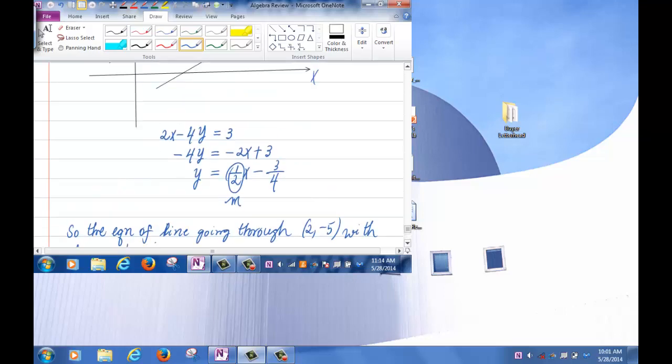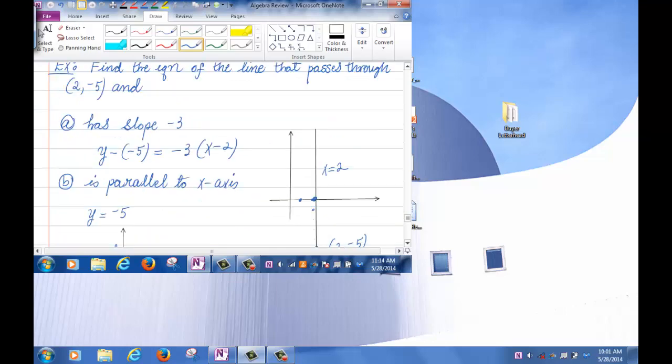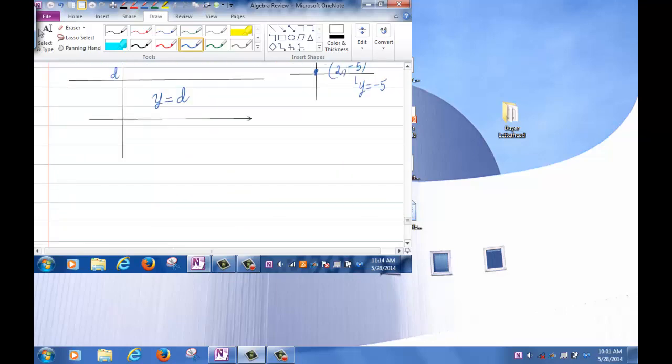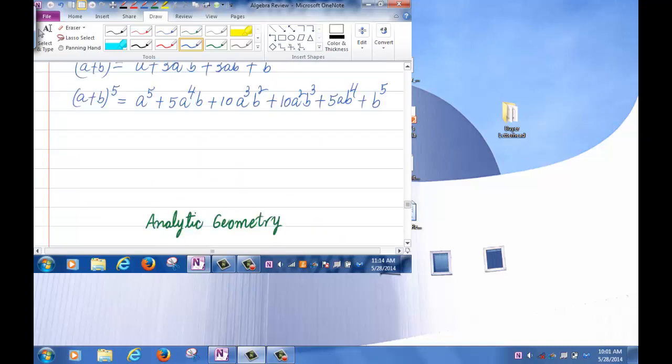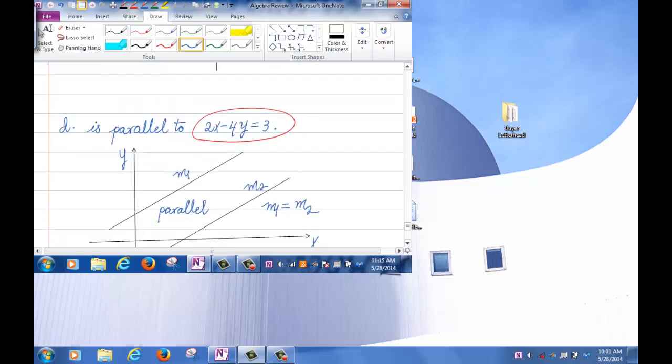Now, let me ask you this question. Let's say I want to find the equation of the straight line that passes through that same point (2, -5), right? But it is perpendicular to the same line that I had before, 2x minus 4y equals 3. Then what would be the slope?